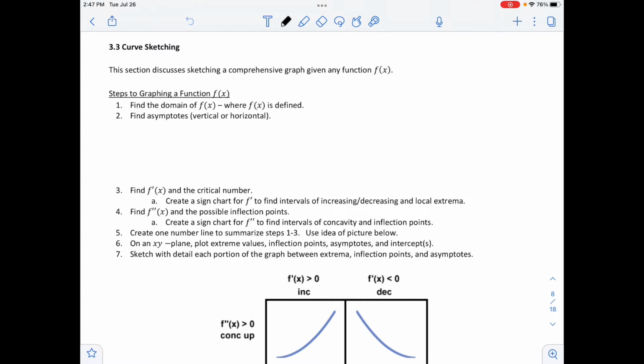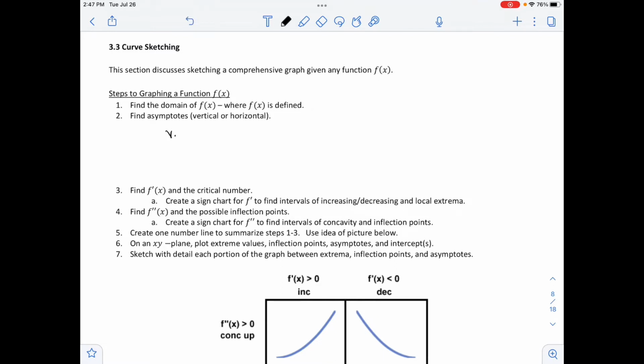Most of the problems that we are given are going to be polynomials, which means that the domain would be all real numbers. Or if it is a rational expression or a rational function, it would be all real numbers except where that denominator is equal to 0. Step 2 says to find any asymptotes, vertical or horizontal.